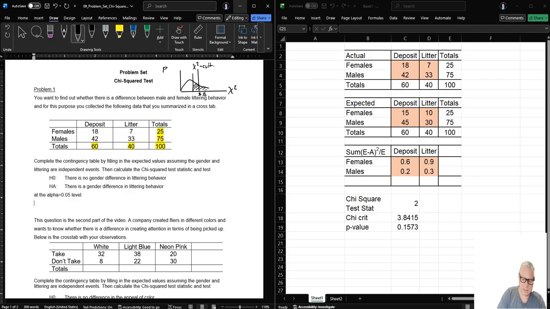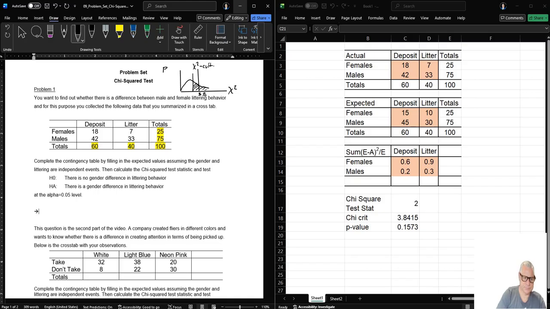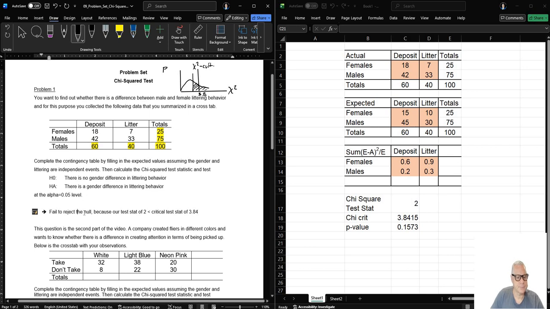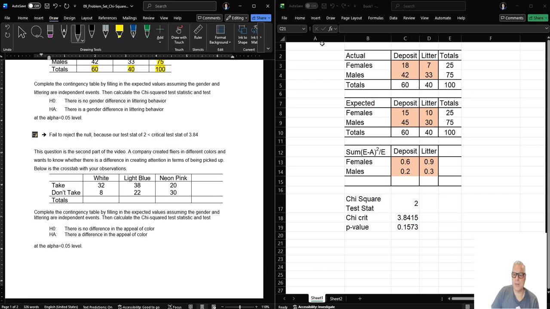So we reject, we fail to reject the null, because our test stat of 2 is less than our critical test stat of 3.84. Okay, so now let's move to another problem set.